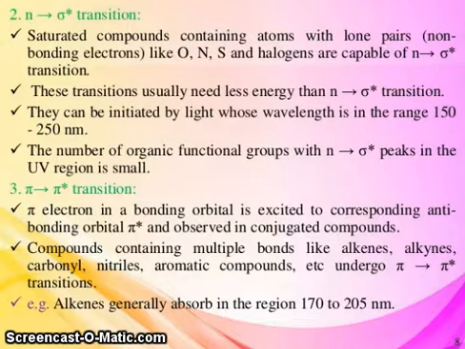Now, pi to pi star transition. A pi electron in a bonding orbital is excited to the corresponding antibonding orbital, pi star, and is seen in conjugated compounds. Compounds containing multiple bonds like alkenes, alkynes, carbonyls, nitriles, aromatic compounds etc. undergo pi to pi star transitions. Alkanes generally absorb in the region.